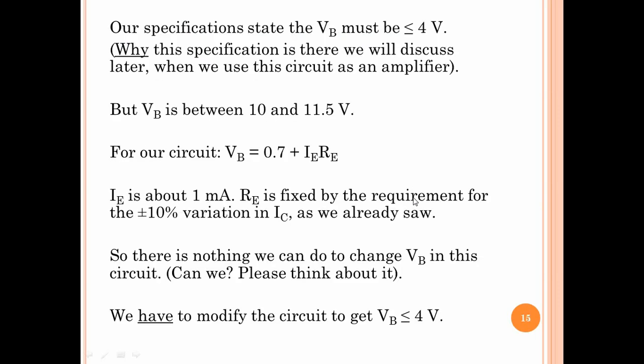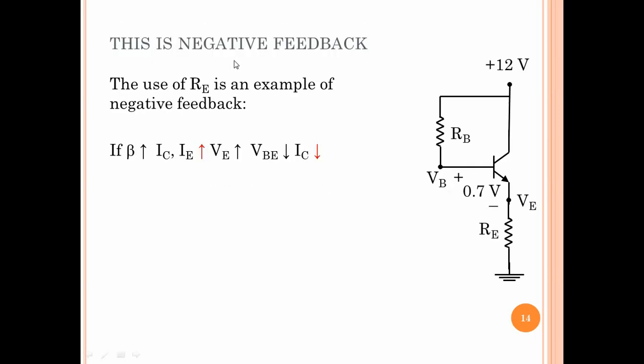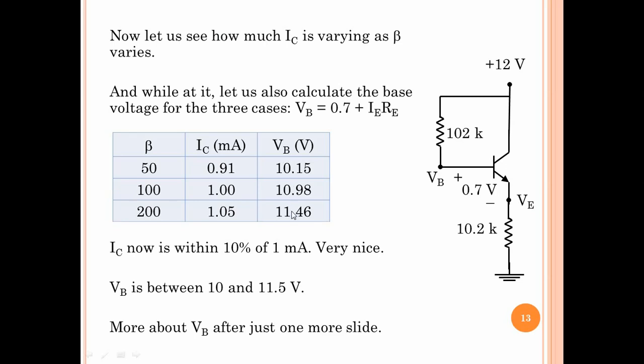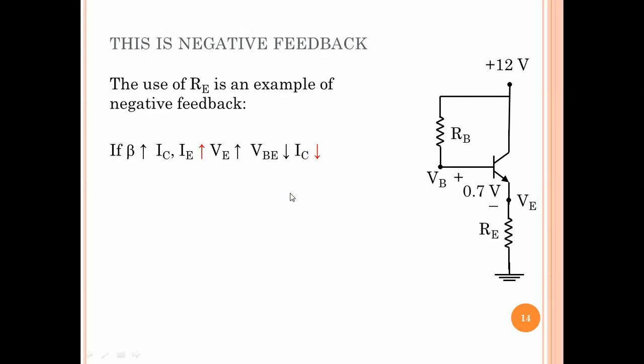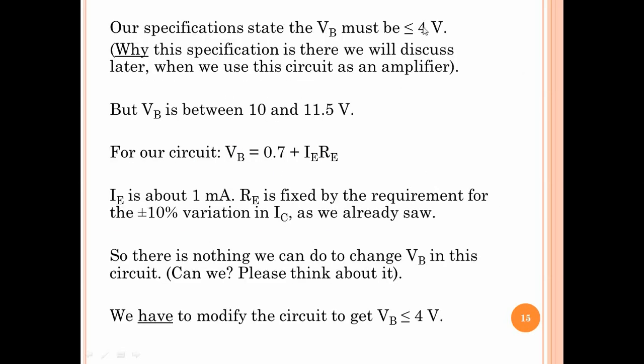Alright, let's go back to VB here. So VB is between 10 and 11.5 volts. Our specification is VB must be less than 4 volts. Of course, maybe you are asking the question, why is this specification there in the first place? We'll discuss this later when we use the circuit as an amplifier. For now, let us just assume that we need VB to be less than or equal to 4 volts. In the circuit we've designed, VB is between 10 and 11.5 volts.